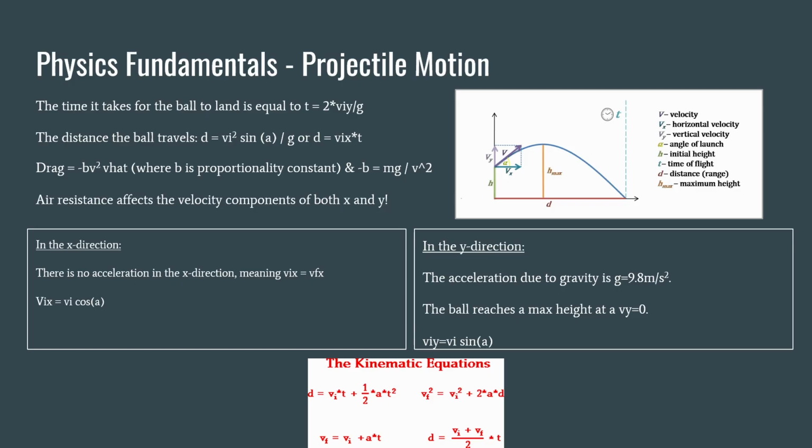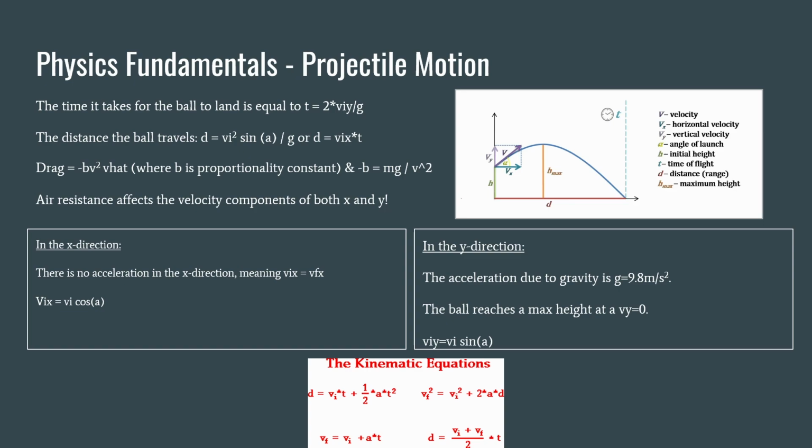We also need drag, where it is equal to the negative b v squared v hat, where b is a proportionality constant, and we need to solve for b, so b equals mg divided by v squared. Air resistance affects both velocity components in x and y.